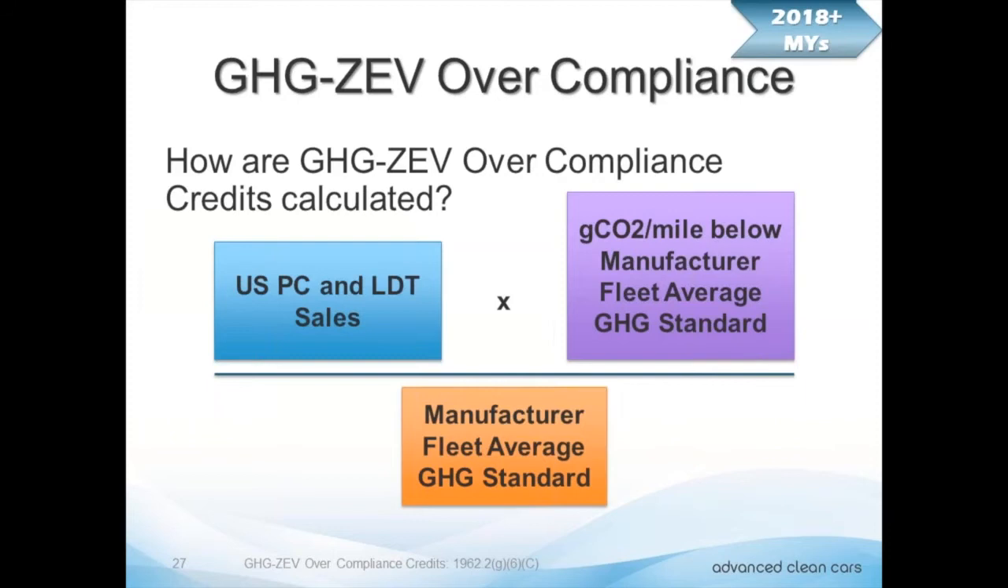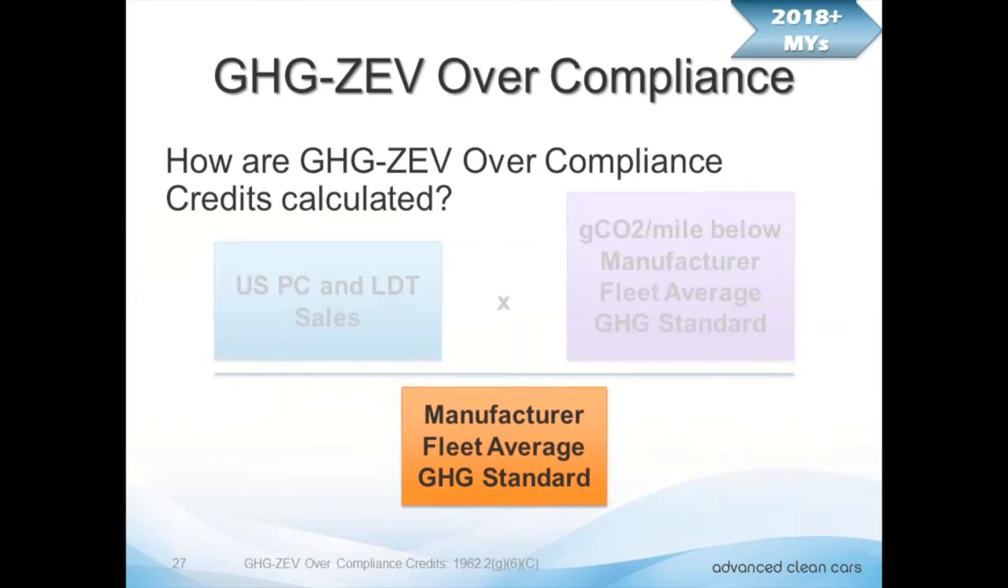While the basic equation for the calculation of GHG ZEV overcompliance credits is located within the ZEV regulation, the calculation of the manufacturer's GHG program requirements is located within the LEV 3 regulation. Next, I want to look at this calculation in more detail, starting with the manufacturer fleet average GHG standard.